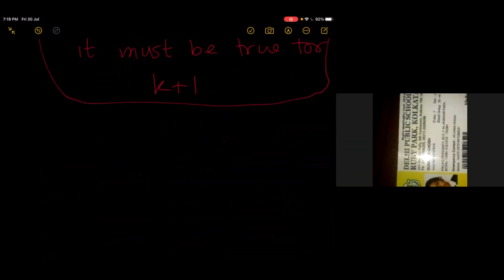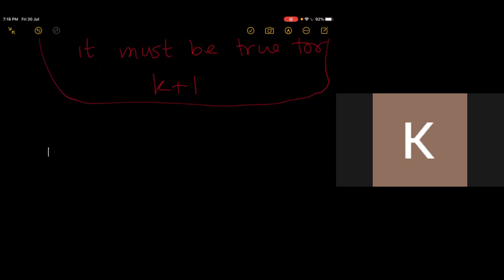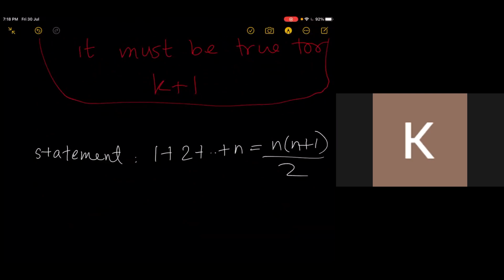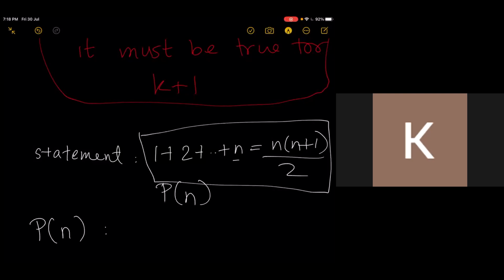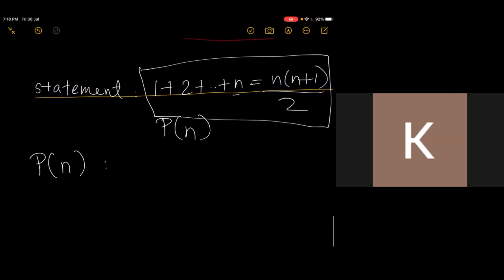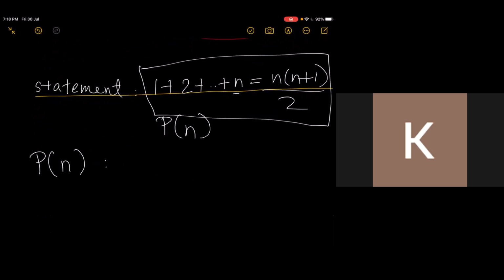So, denote, what is our statement? Statement is 1 plus 2 plus till n equal to n into n plus 1 by 2. So this statement is for n, so I denote this statement by Pn. So Pn basically says that this thing should happen. Just a notation, nothing to think about.